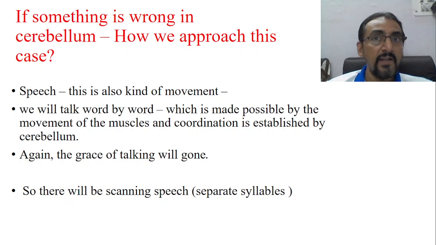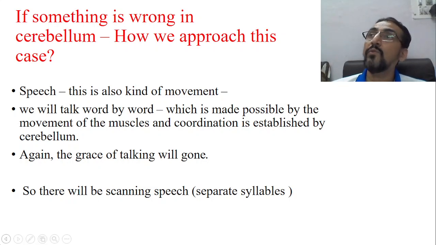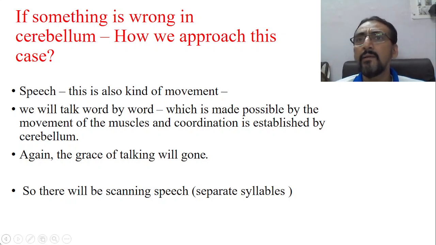Now we have to understand, I am discussing what all the functions of the cerebellum are, and if there is an affliction of the cerebellum, then we will have all these problems. Therefore I am telling all these things. Now again, the grace of the talking is also gone. If there is no cerebellum, we cannot talk with grace. That means there is no tone variation, no fluency, no accent. So all these things have gone.